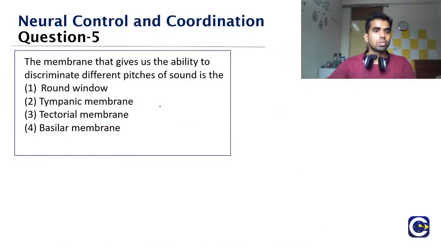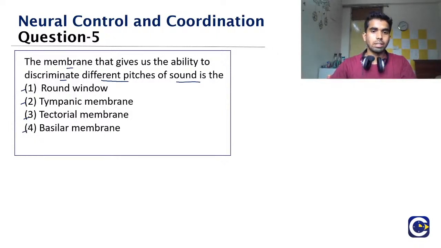Now coming to question number 5. The membrane that gives us the ability to discriminate the different pitches of the sound is: option A, round window. Option B, tympanic membrane. Option C, tectorial membrane. And option D, the basilar membrane.